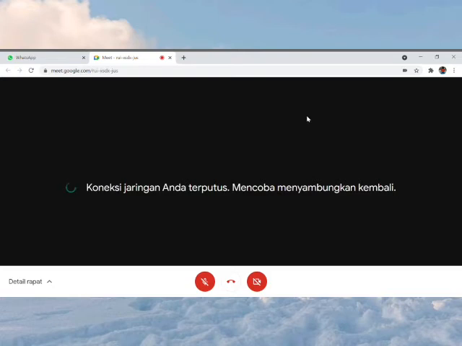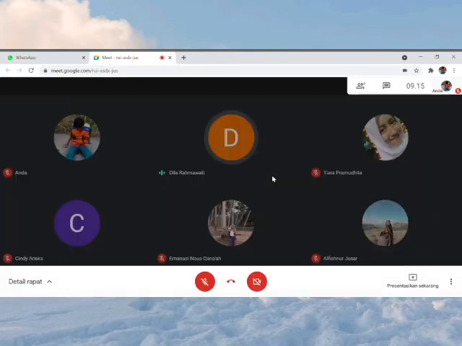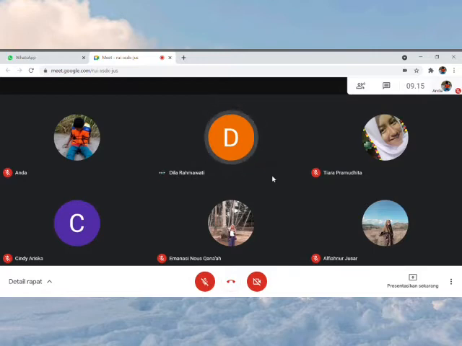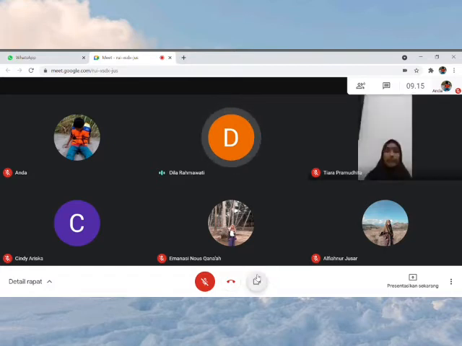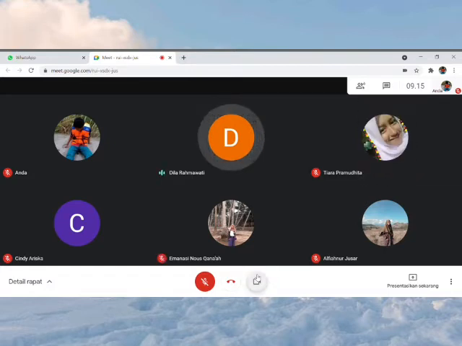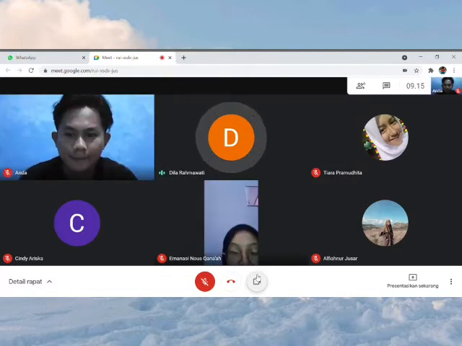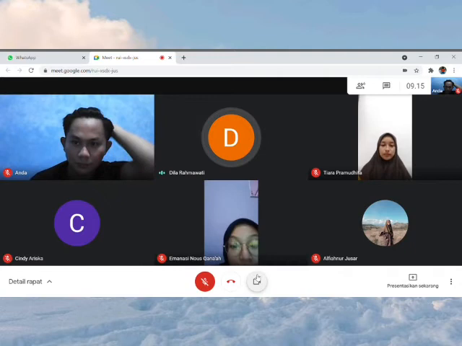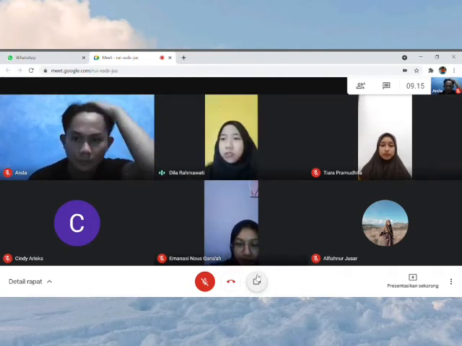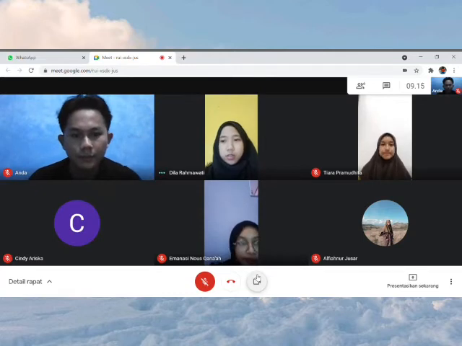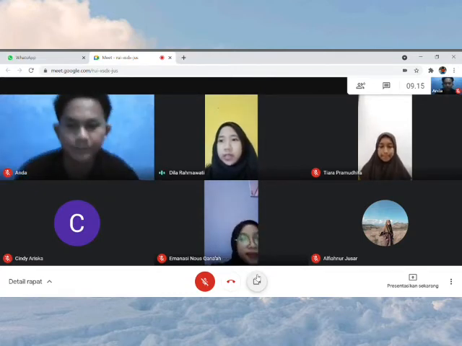Okay, this is the end of our material. I will make a summary of the material today. So, what is recount text? Recount text is to report, tell, share experiences, and set an example. And the structure of recount text is orientation, sequence of events or activities, and reorientation.